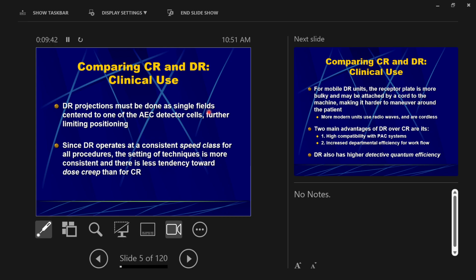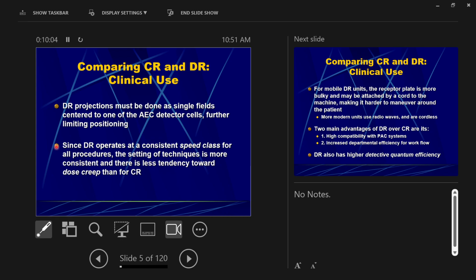And you're usually having to center to one of the AEC detector cells. Remember those 3 rectangles I showed you earlier? That's with fixed DR. With movable DR cassettes, you can put them on the tabletops now, which is very nice. DR cassettes operate at a consistent speed class.